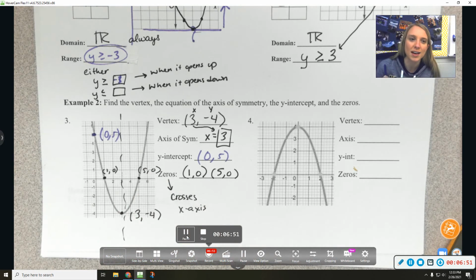I know this is a lot of points and stuff to take in. If you've got to pause and rewind, go ahead. No worries, you'll get the hang of it.